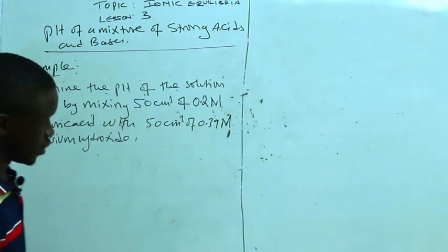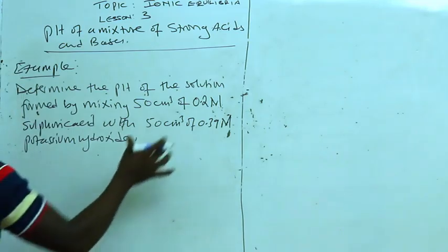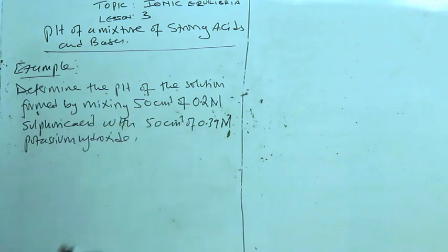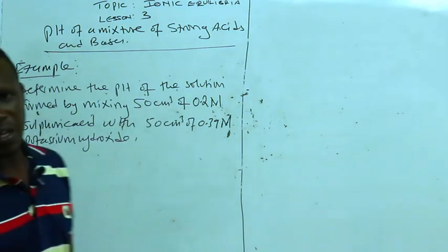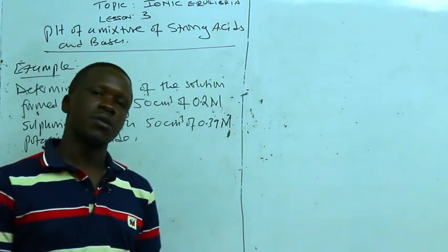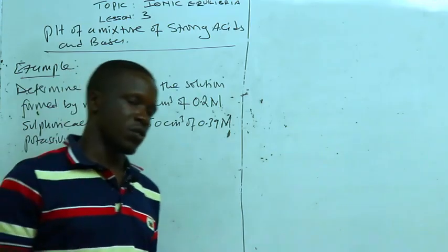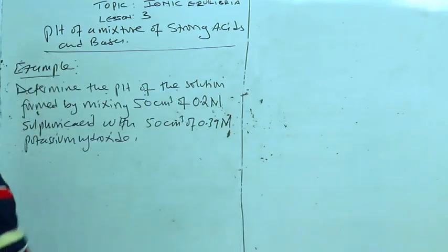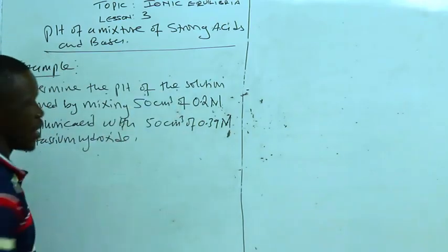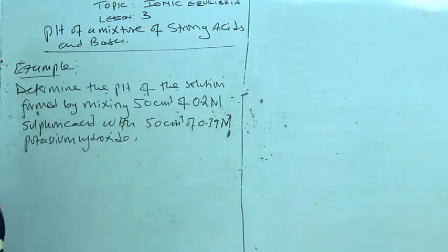So what do we expect? We expect that once we mix them, they will start to react. And when they are doing so, they do so in a certain molar ratio. And so we would want to find out how much of the acid reacts, how much of the base reacts. So what shall we do? When you get such a question, never fail to start. Once you see volume and molarity, then we can always calculate the number of moles.